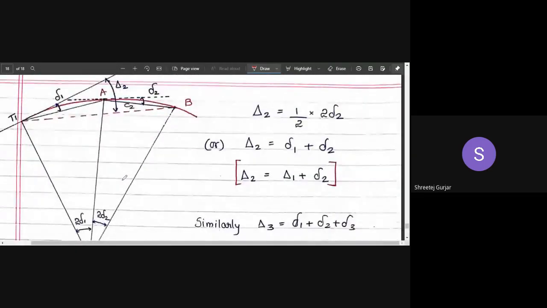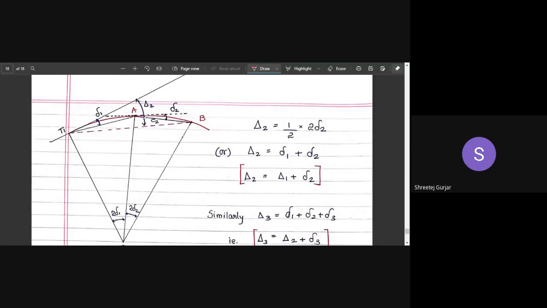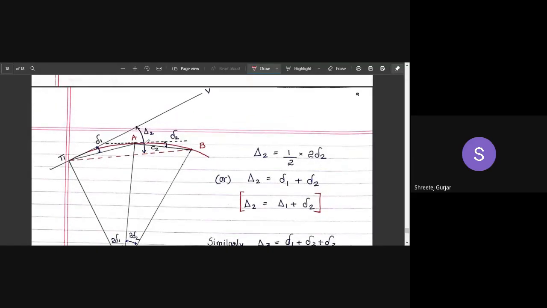For the second one, you can see on our screen, this is a deflection angle. This is my second point. I have joined these points T1 and B using a chord, a straight line, and the angle between your back tangent and this chord is delta 2. It is measured at the point of curvature. This is your deflection angle 2.